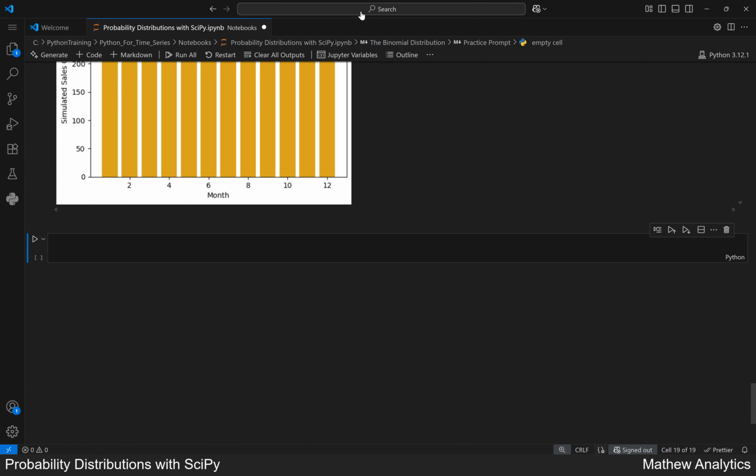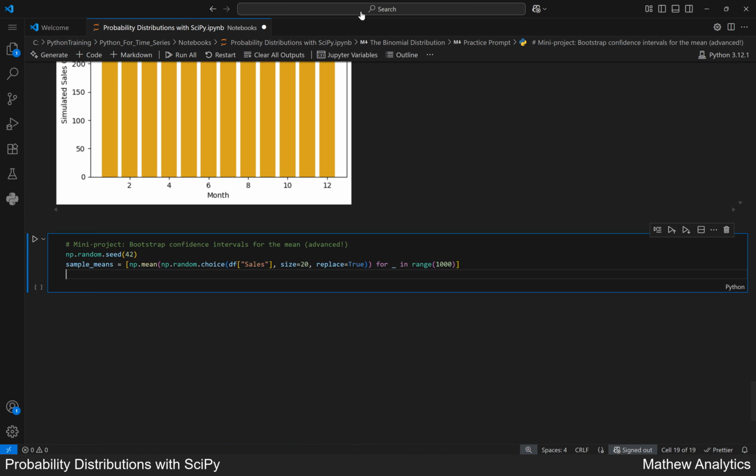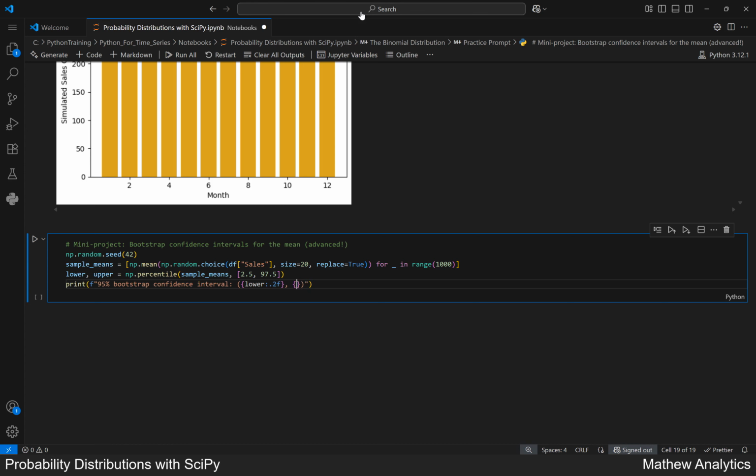Now it is time for a mini-project. Suppose you want to know how confident you are about the real average of all possible sales. You use a method called Bootstrap. You randomly pick samples from your sales, with repeats, take their means, and do this many times. You take the range between the lowest and highest 2.5% to build a confidence interval. Here you print out that 95% confidence interval, rounded. Running the cell now.